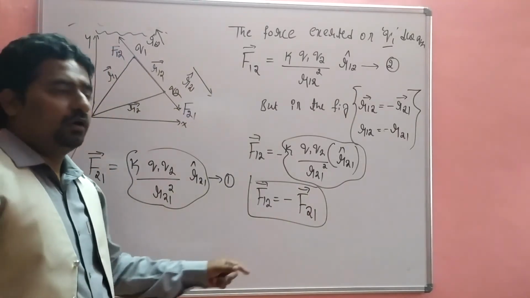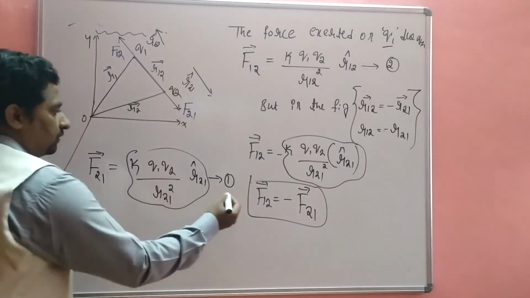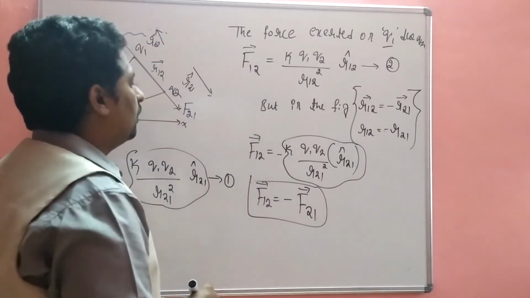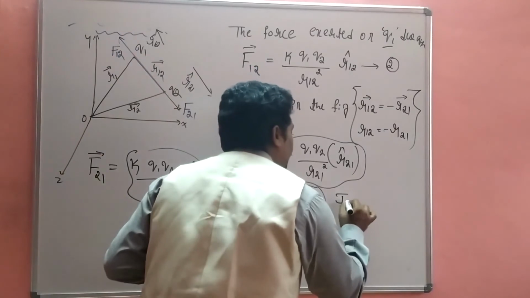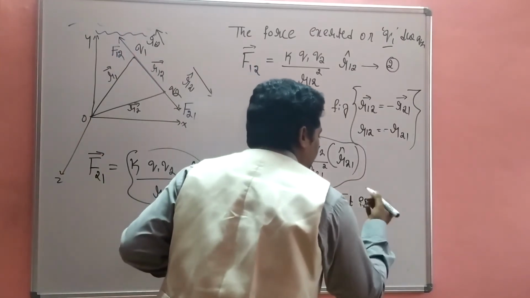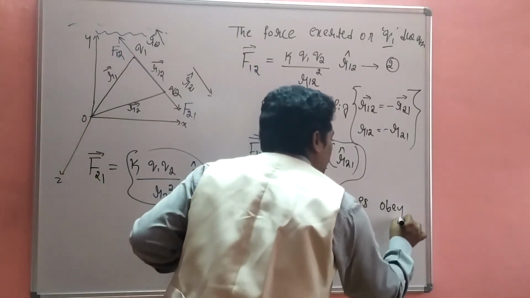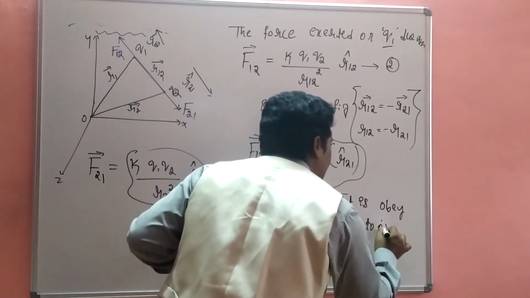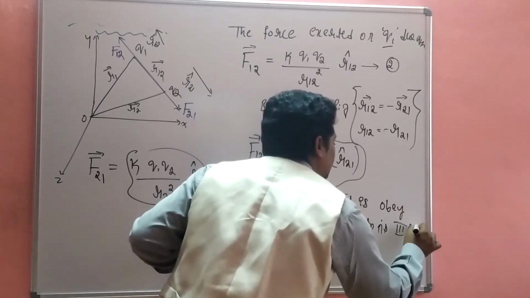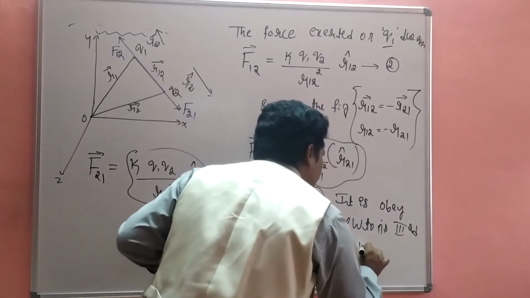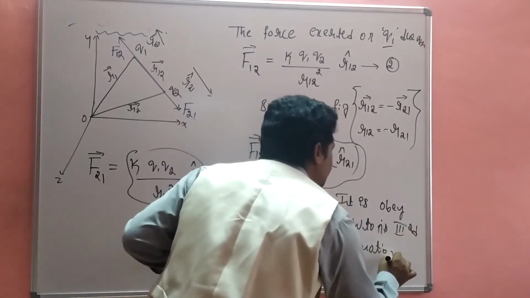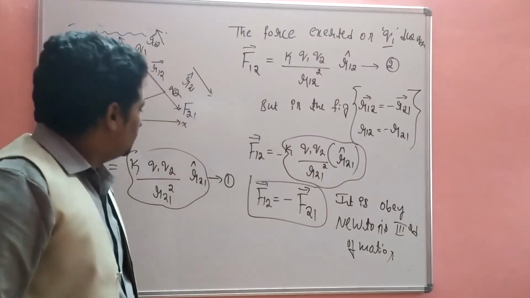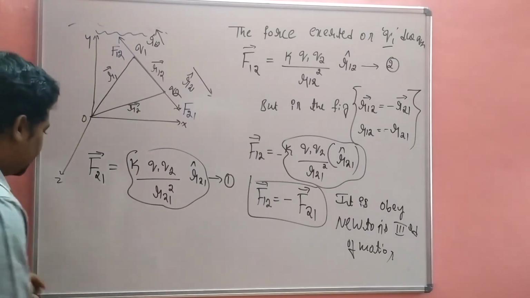So Coulomb's law in vector form obeys Newton's third law of motion. What is the physical significance of Newton's third law of motion? Let's see what the physical significance is.